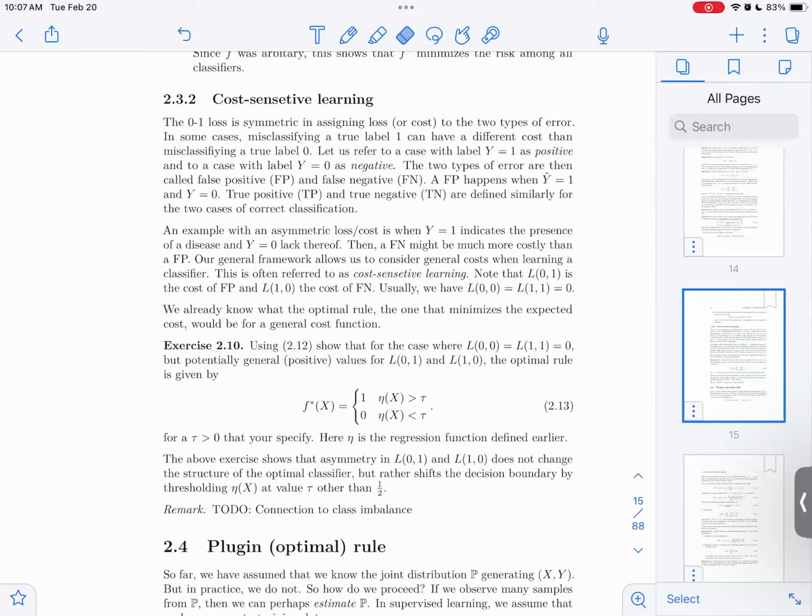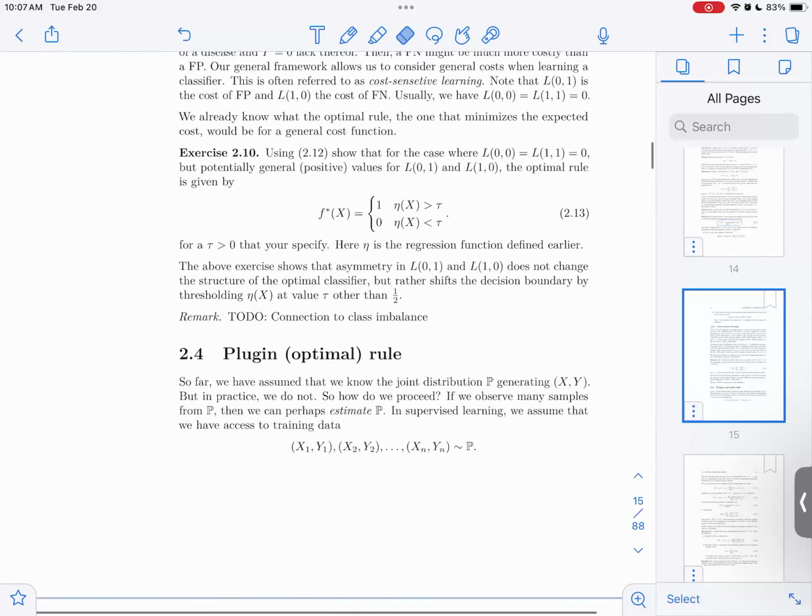Okay, everyone happy with this? This was one of the questions that people asked. I hope people know how to do this. This threshold would depend on L01 and L10, which are general, so it depends on these two numbers. If I give you 2 and 5, the threshold comes out as a function of these two. There is some connection to class imbalance, so some people use this to handle class imbalance, but let's not worry about that for now. Okay, so far so good.